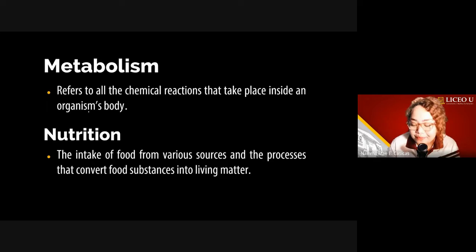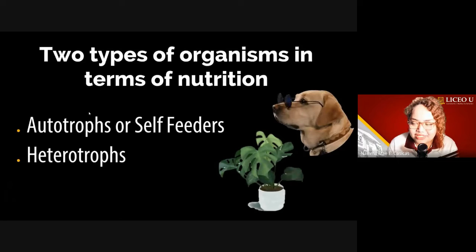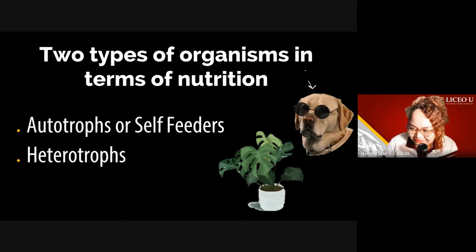So let us begin with animal nutrition. So, of course, there are two types of organisms in terms of nutrition. So you have the autotrophs and the heterotrophs. So for example, the doggy right here. Okay, this is obviously a heterotroph, just like us.